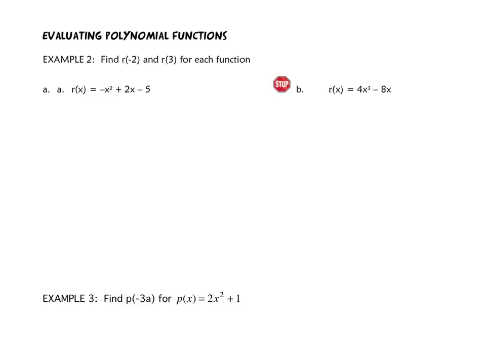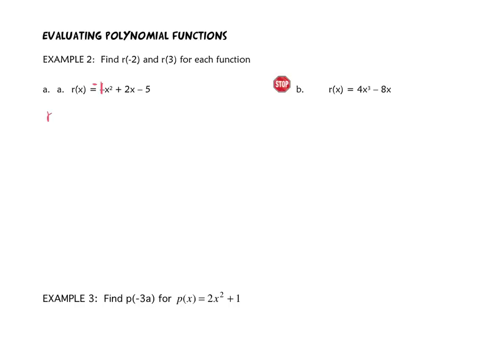The second part of today's lesson is to evaluate polynomial functions. So we're going to find r of negative 2 and r of 3 for each of these functions. They gave us r of x is negative x squared plus 2x minus 5. For a problem like this, I do think it helps to, instead of thinking of it as negative x squared, think of it as a negative 1 in front of that x squared. Actually put that coefficient in there.